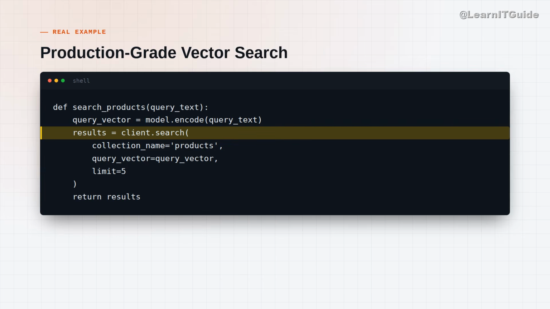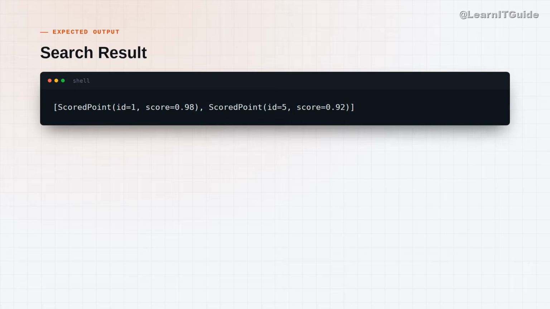This is what you would see in a high-traffic microservice. The output returns a list of results with scores. The higher the score, the closer the match. A score of 0.98 is an extremely strong match. This is how you provide relevant results to your users.